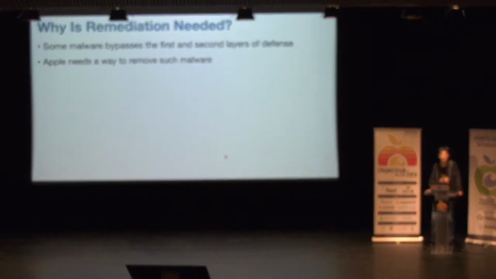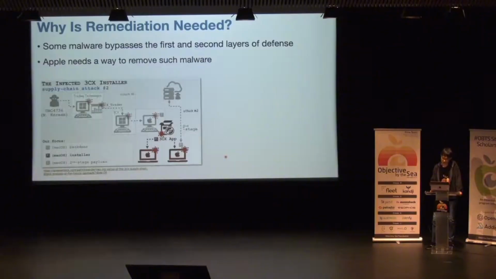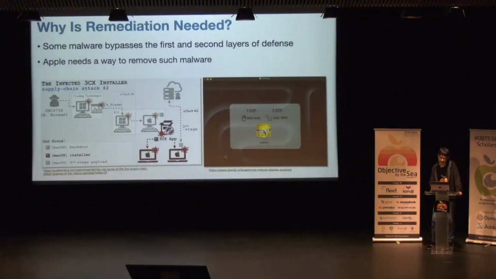So why is remediation needed on macOS? It's because some malware bypasses the first and second layers of defense. For example, in the 3CX supply chain attack reported 2 years ago, the Trojanized 3CX app was notarized by Apple, meaning that it passed Gatekeeper checks and launched successfully. Also, some malware uses social engineering to bypass Gatekeeper. In both cases, malware can slip past the first and second layers of defense. So Apple needs a way to detect and remove such malware.